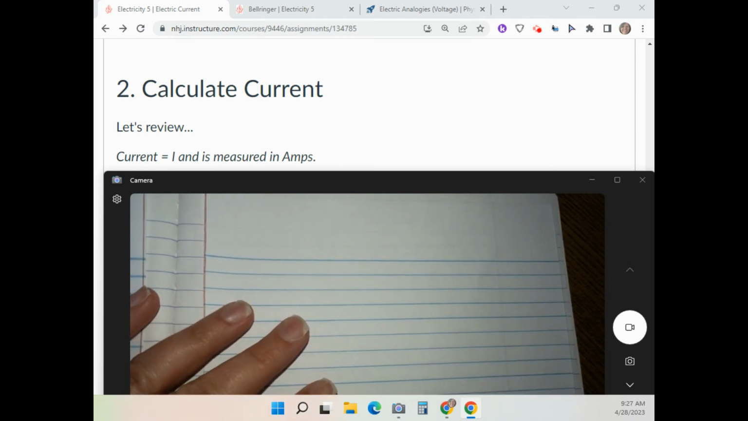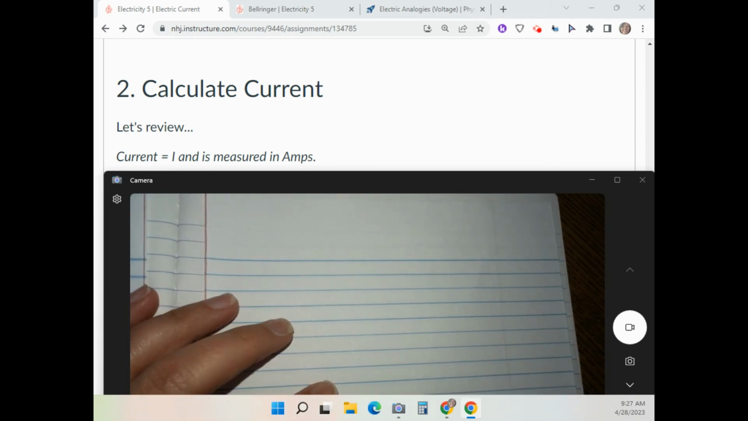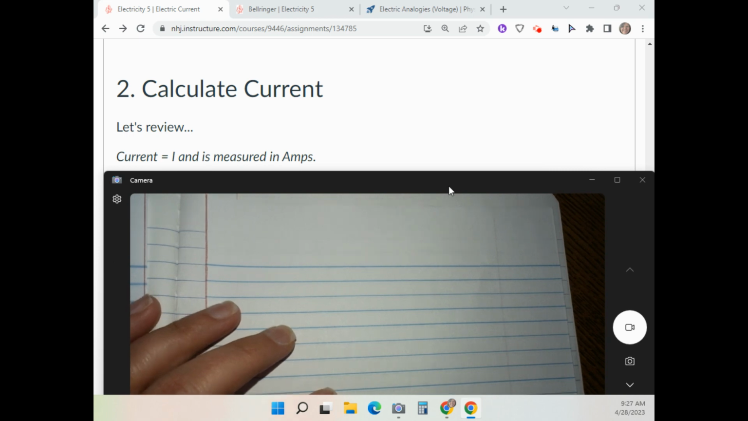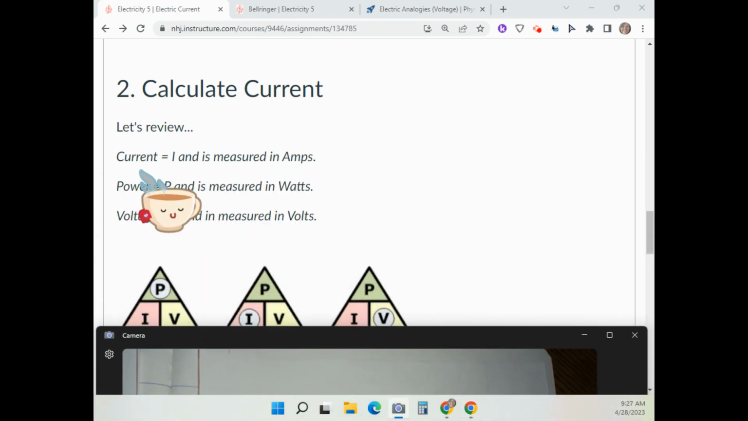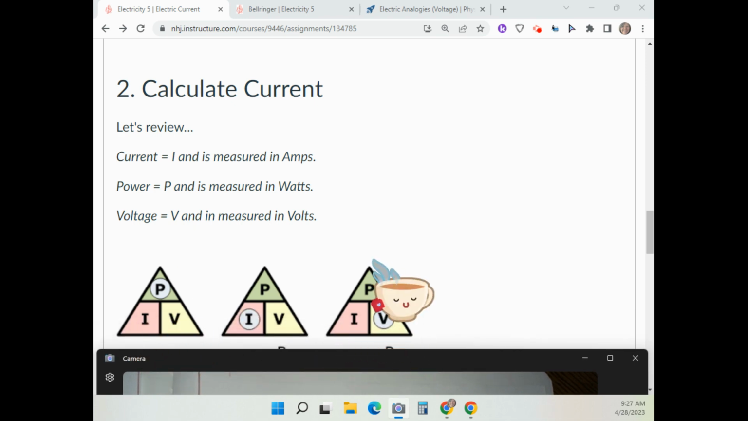Right, so we are going to calculate current today. We are going to use these variables. Current is I in all of our formulas. So you can see down here for the formula, our little cheater triangle, that we don't have a C for current. That's going to be one that we really want to stick in our brain, that current is I in the formula, and it's measured in amps.